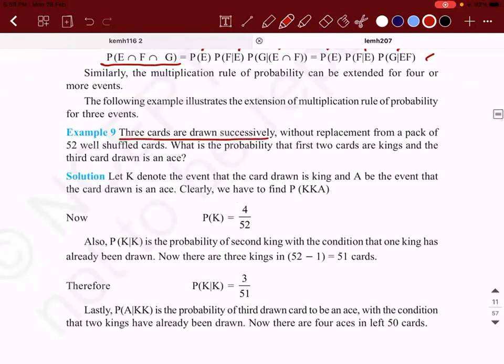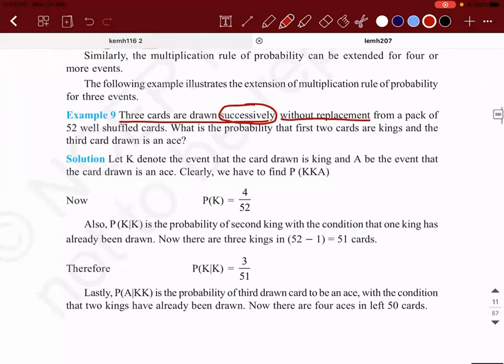3 cards are drawn successively. Never forget this word successively. So when I say successively, things have happened without replacement. Okay, without replacement from a pack of 52 well shuffled cards. What is the probability that the first 2 cards are kings and the third card drawn is an ace?